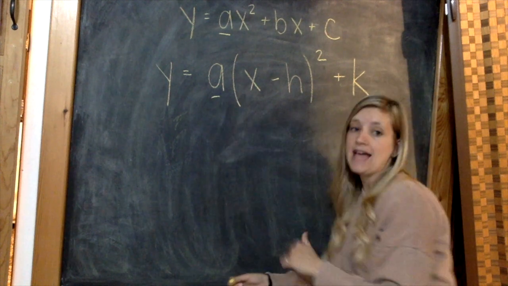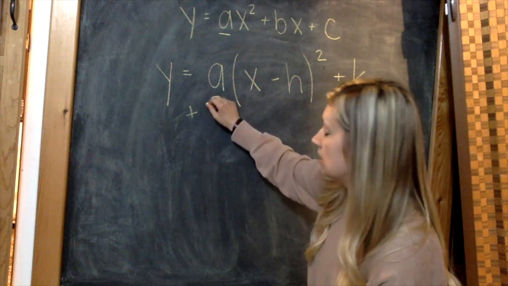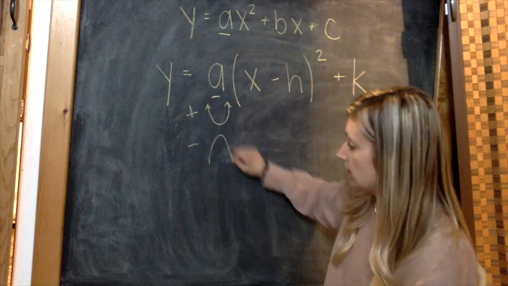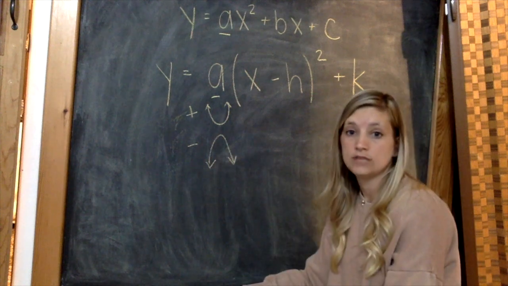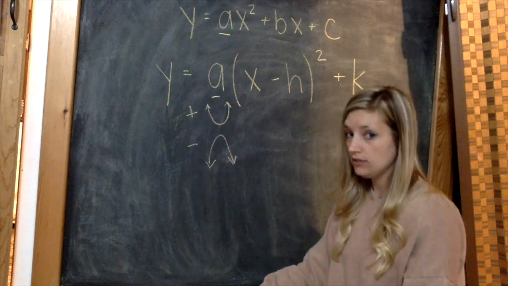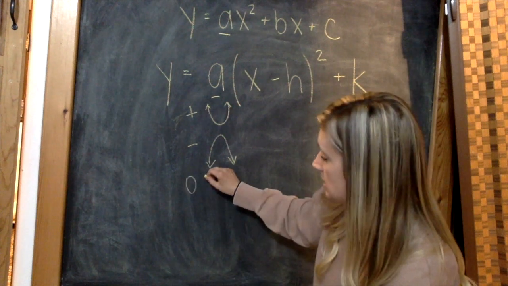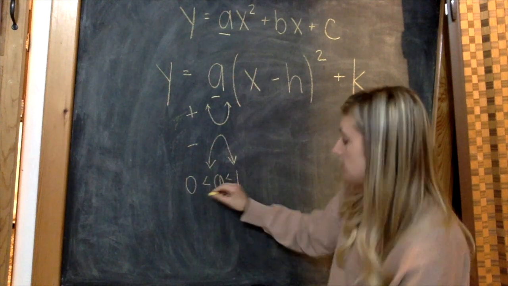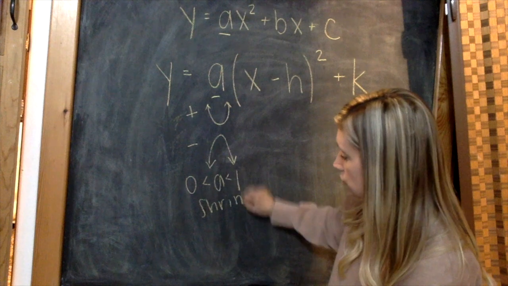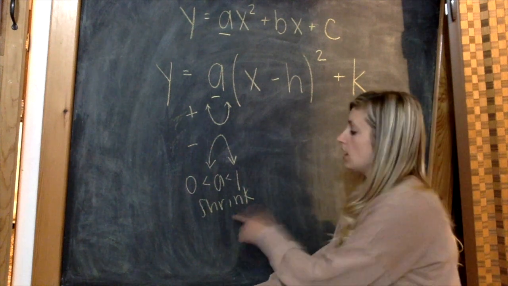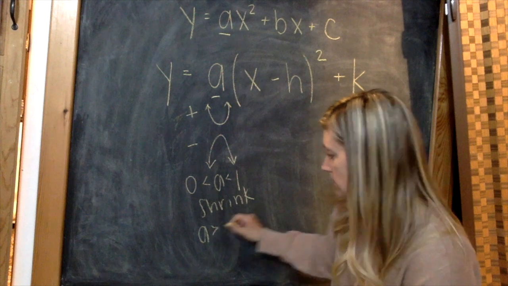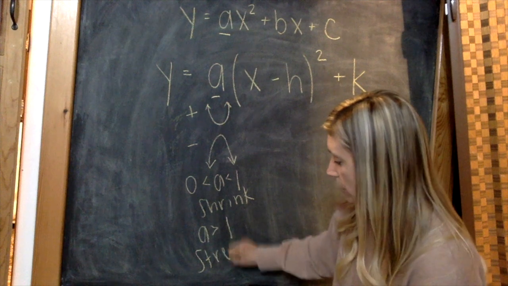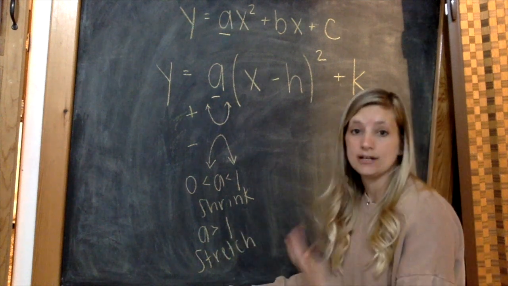If this a is positive, it's concave up. If this a is negative, it's concave down. If this a is a fraction, between 0 and 1, it makes it go wider because it's that shrink. Your number is shrinking below 1. But if a is greater than 1, that whole number, it is a stretch. It's getting skinnier, it's getting narrow.